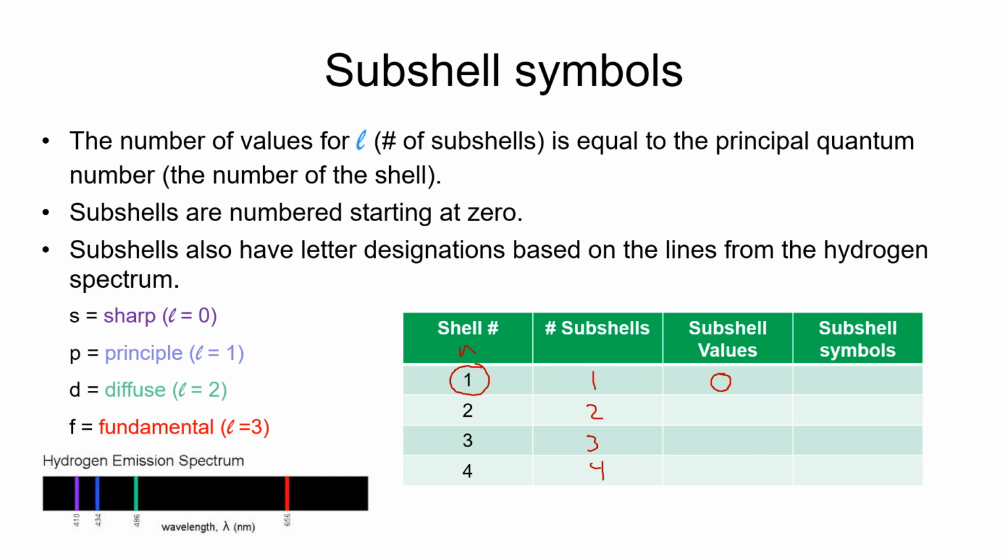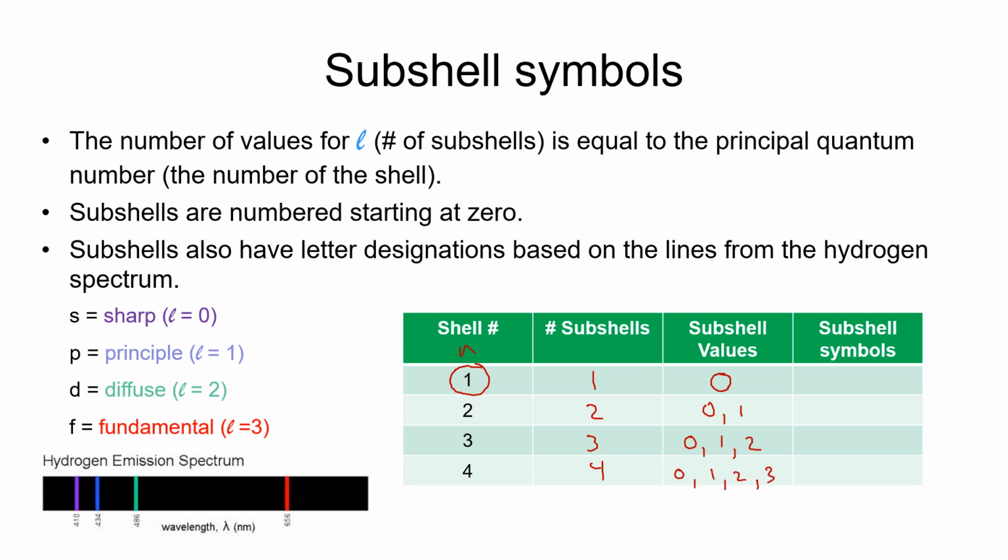And then shell number 2 has 2 subshells, and it's going to be a 0 and a 1. And shell number 3 has 3 subshells. It's going to be a 0, a 1, and a 2. And 4 is going to have 4 subshells, 0, 1, 2, and 3.